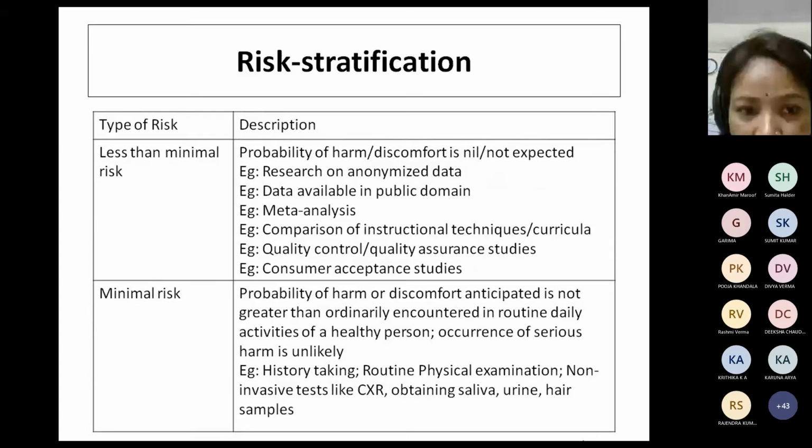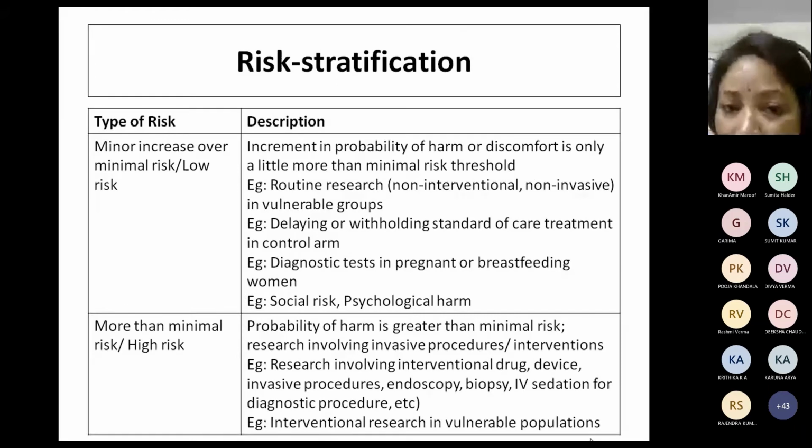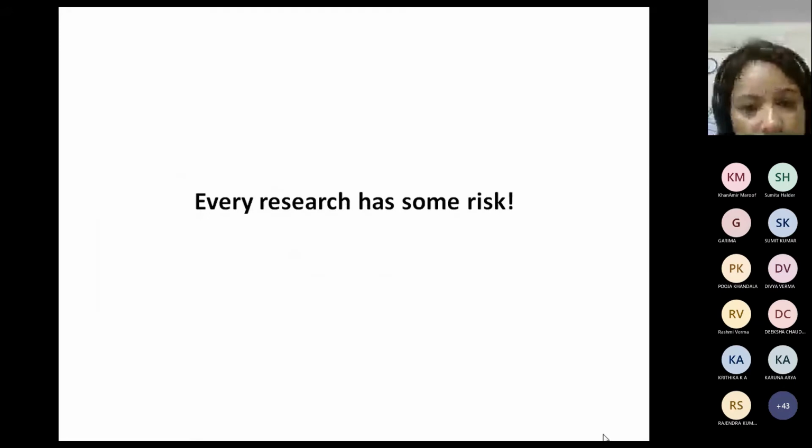What is important here, you see that in none of the categories, so you have less than minimal risk, a minimal risk category, a low risk category and a high risk category, what is important is that nowhere is there no risk research. Inherent in any research is some risk.